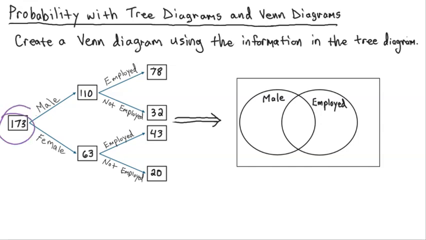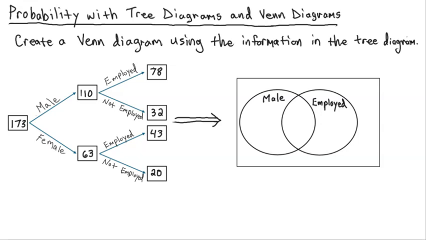It says that the total number of people is 173, and they're split up into male and female. 110 of them are male and 63 of them are female. If we add 110 plus 63, we get 173. Of the 110 males, 78 of them are employed. That means they have a job. 32 of them are not employed. That means they do not have a job. And if you add 78 plus 32, you get 110. Of the 63 females, 43 of them are employed and 20 of them are not employed.